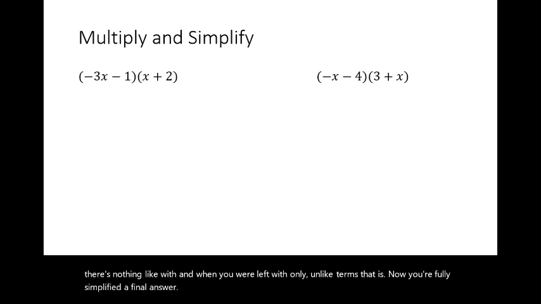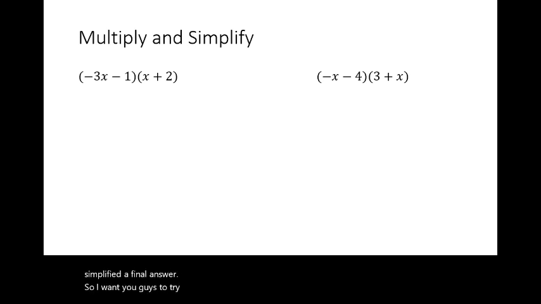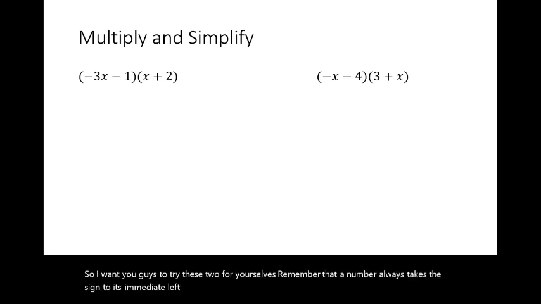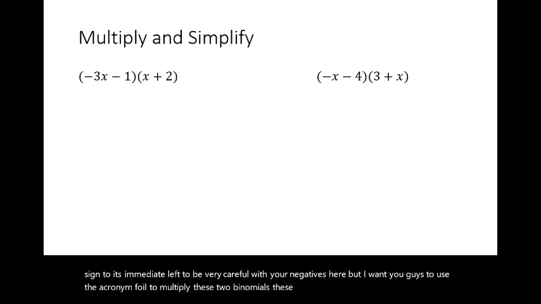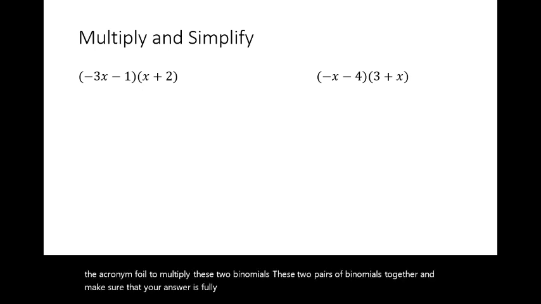So I want you guys to try these two for yourselves. Remember that a number always takes the sign to its immediate left, so be very careful with your negatives here. But I want you guys to use the acronym FOIL to multiply these two pairs of binomials together, and make sure that your answer is fully simplified. So go ahead and pause the video and then resume when you are done working.